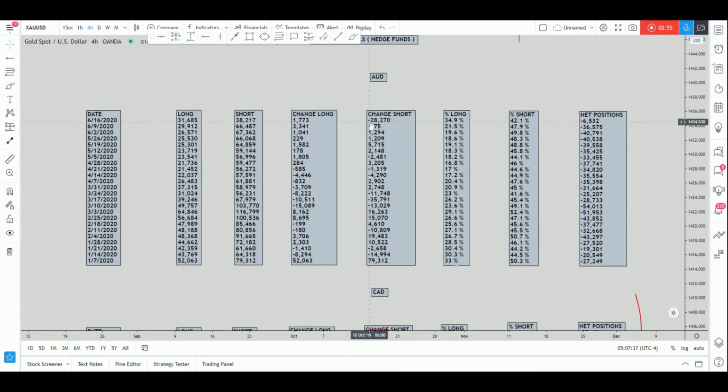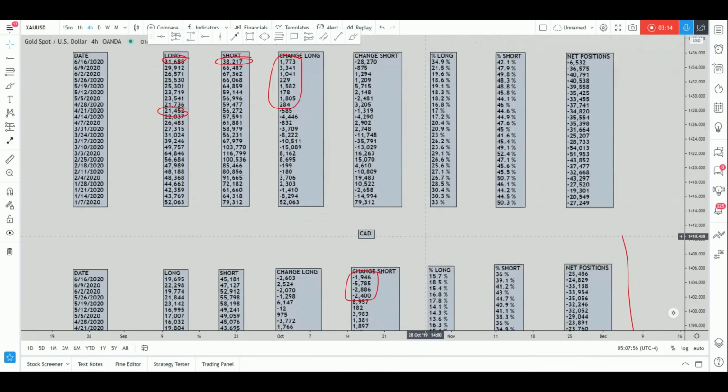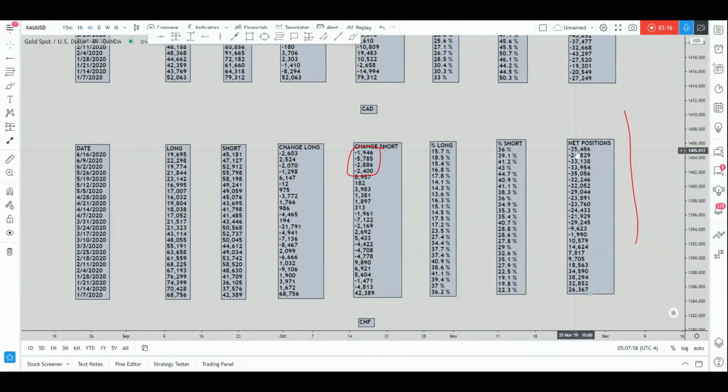In fact, with the last report, we have seen 28K shorts closed and more longs added, and they've been adding longs for quite some time. In fact, currently we're sitting with 31K longs from the 21K that we had here, with 38K shorts, so a huge decrease in the shorts.